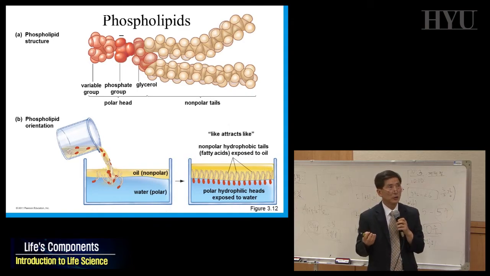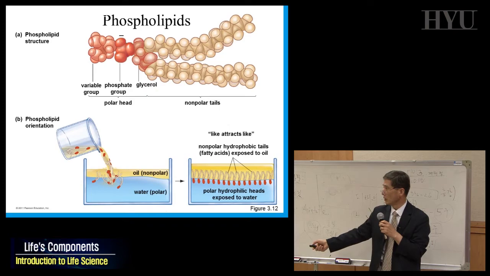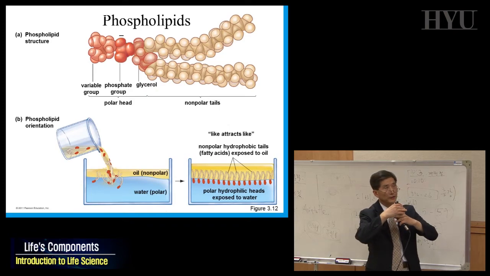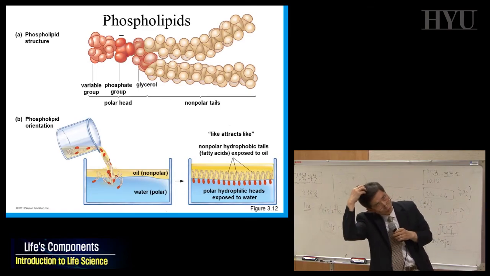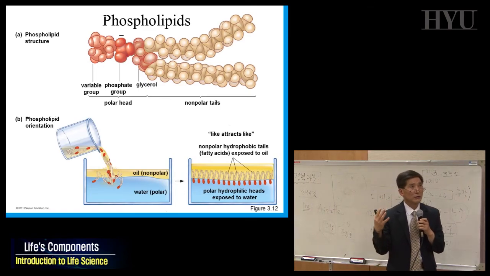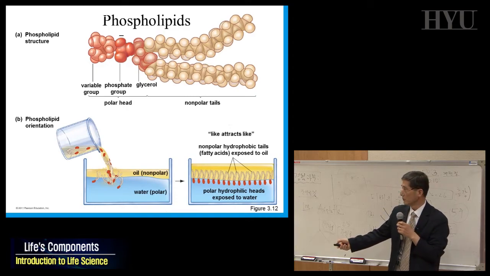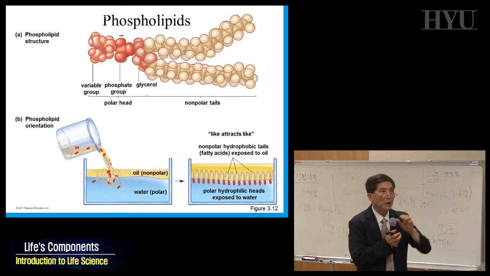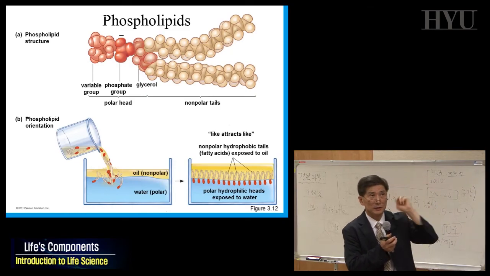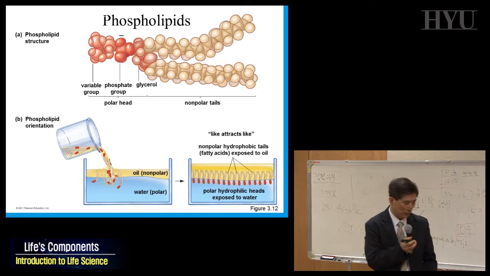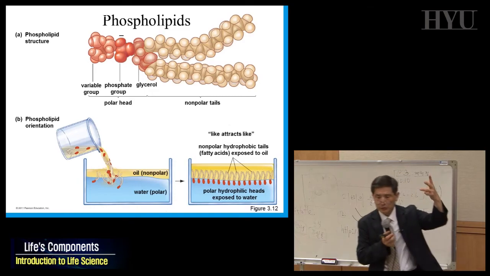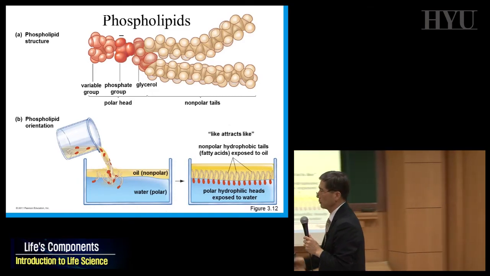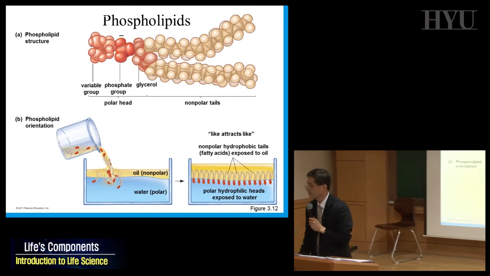So why is it important? If you put this thing into the water or oil phase, what will happen is the head is hydrophilic, so they go to water, and the tail is hydrophobic, so they go to the oil. Because of this character, we'll have membrane structure, which is next week. We'll go through there. So that was the third type of lipid. What is it? Called phospholipid.